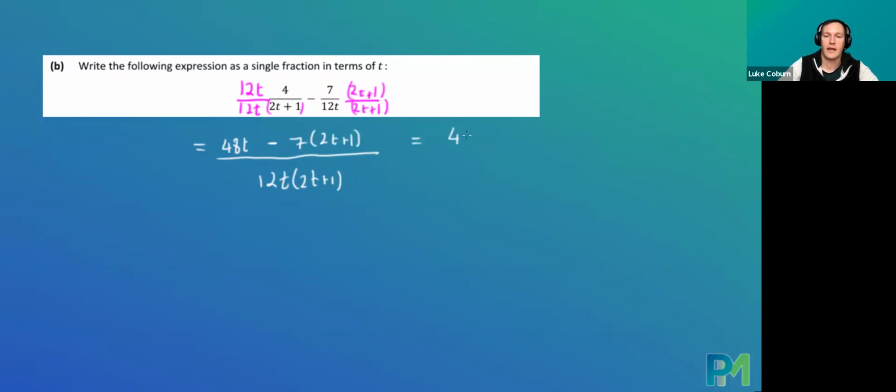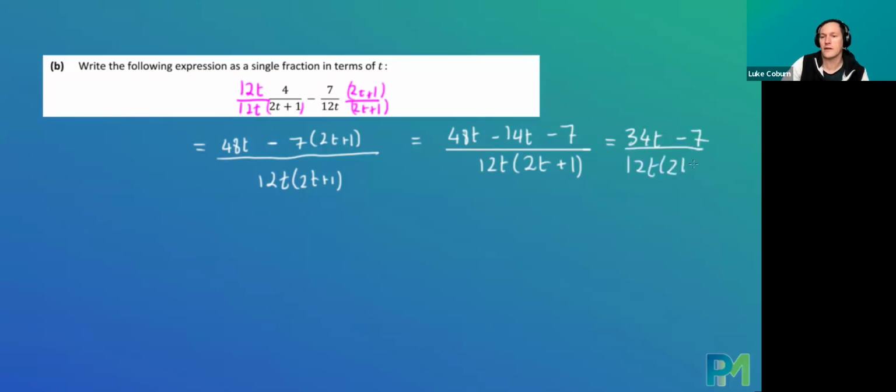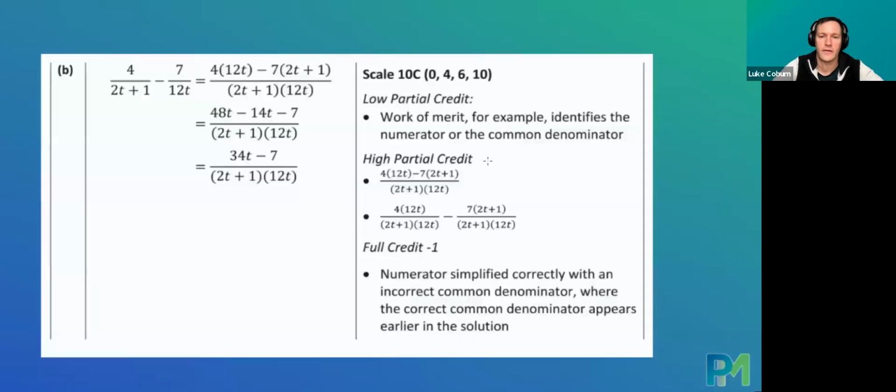This is going to give me 48t minus 14t minus 7, all over 12t, 2t plus 1. This is going to give me 34t, because 48t minus 14t will be 34t, minus 7, all over 12t, 2t plus 1. No matter how long you spend doing maths, you can always make mistakes with minus signs, so you just have to slow it down. So let's have a look at the marking scheme for this.